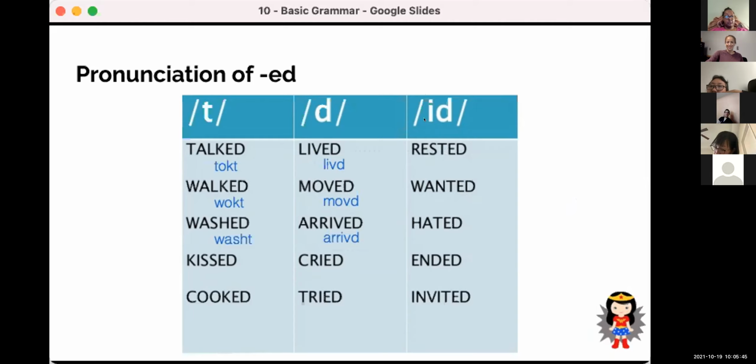But this one's a little bit different. When the verb ends with T or D, we do add an extra syllable to those verbs. Rest, rested. Want, wanted. Hate, hated. Heat, heated. End, ended. Invite, invited. Those verbs ending with T or D will add an extra syllable. Okay. Any questions?